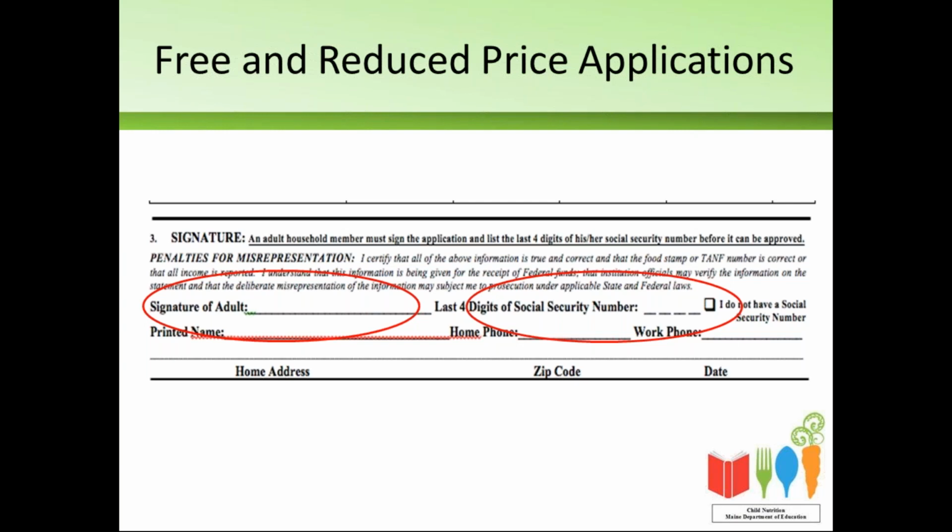With all income applications, the adult must sign it, and they must include the last 4 digits of their Social Security number, or check the block that says, I do not have a Social Security number. If they leave that blank, and they do not check the box, that means it is an incomplete application, and you will have to send that back to get further information. You cannot approve it as it is.